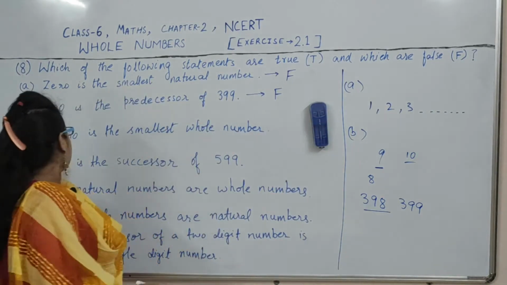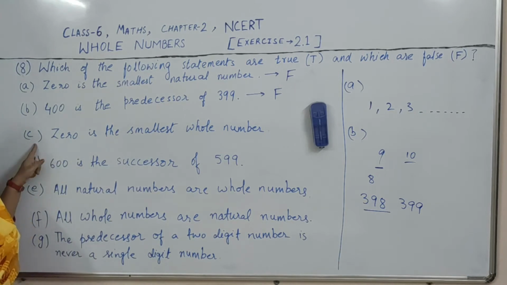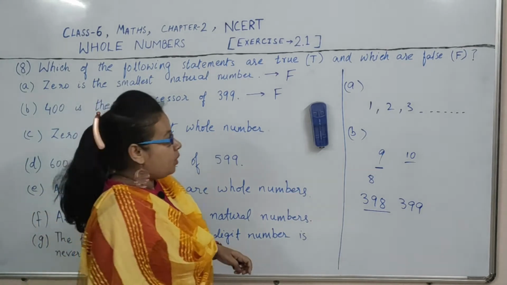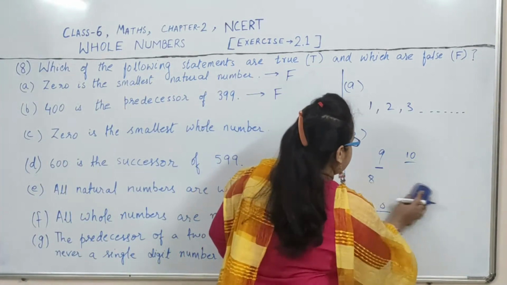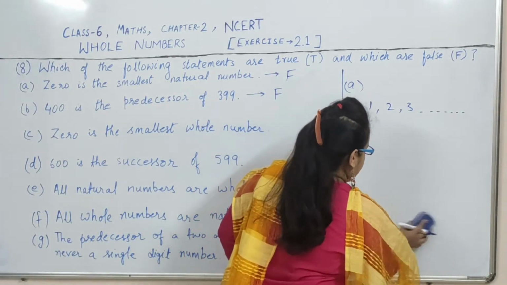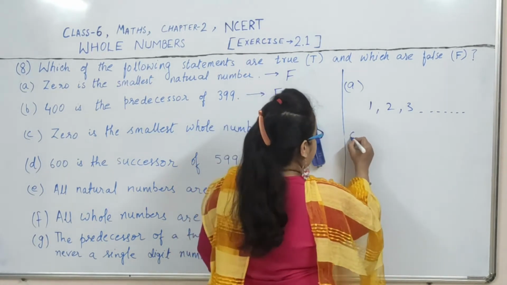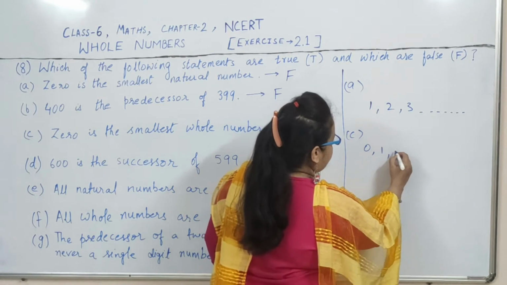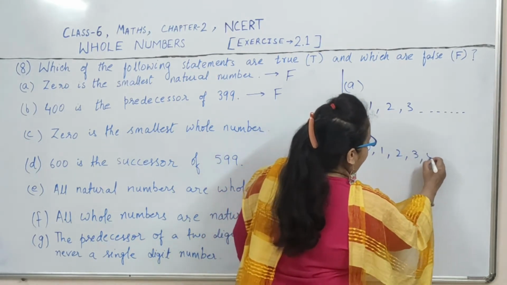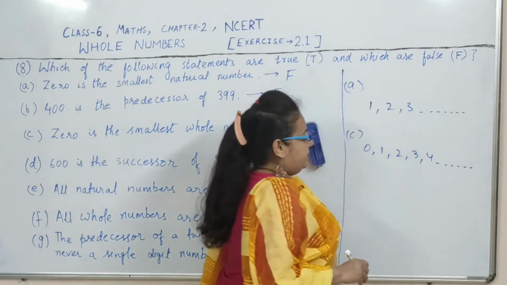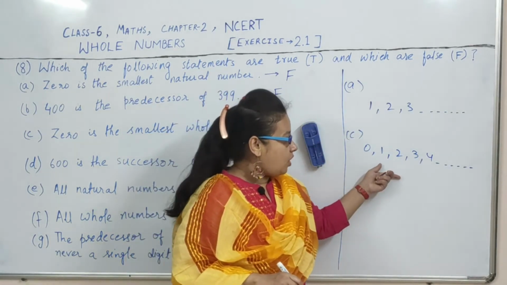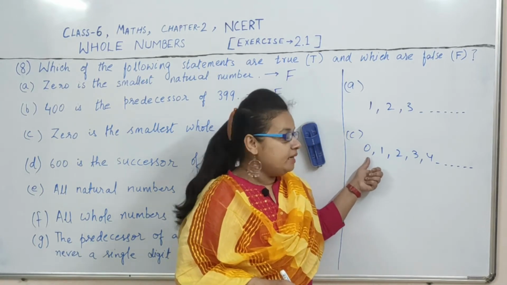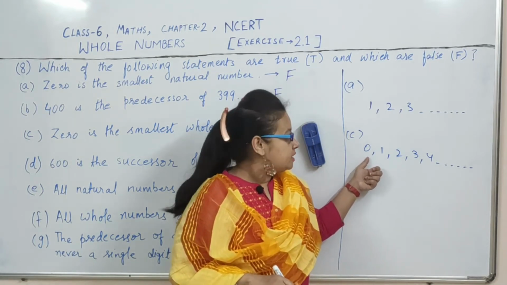Now, let us see what is there in this C part. 0 is the smallest whole number. What have we read about whole numbers? Whole numbers are the numbers starting from 0. After that 1, 2, 3, 4, and we can go on writing the numbers. These all are whole numbers. So which one is the smallest whole number? The smallest whole number is 0.